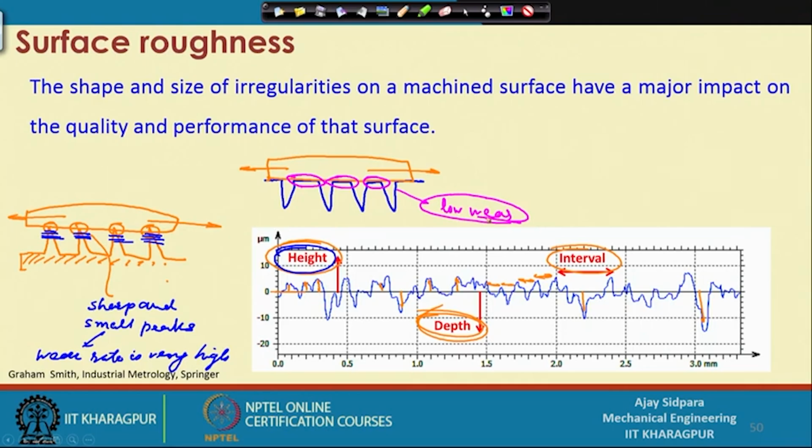Another important thing or advantage of this is, if you consider a piston and cylinder mechanism. This is the piston and this is the cylinder.